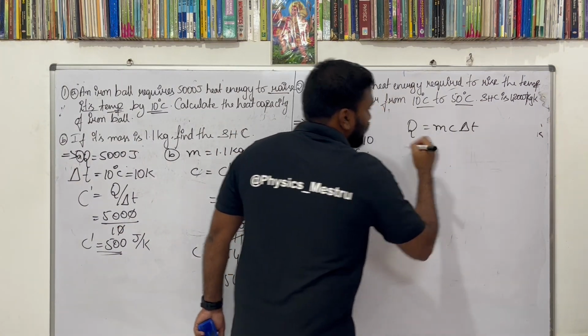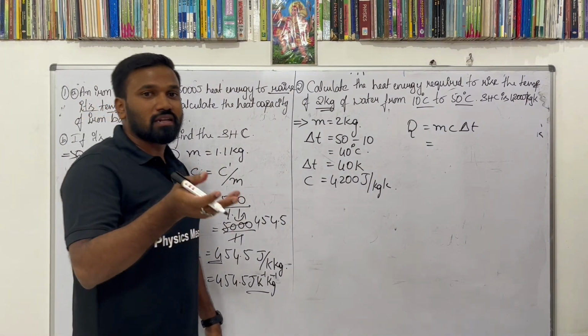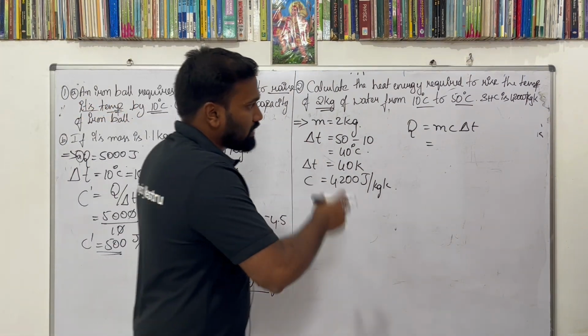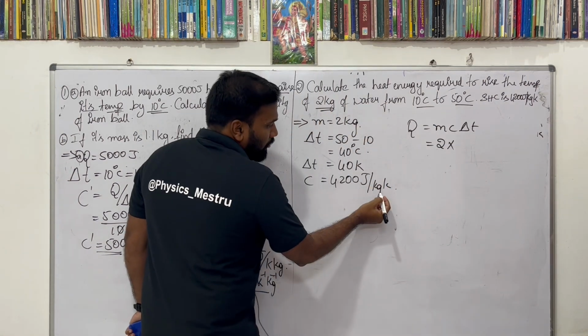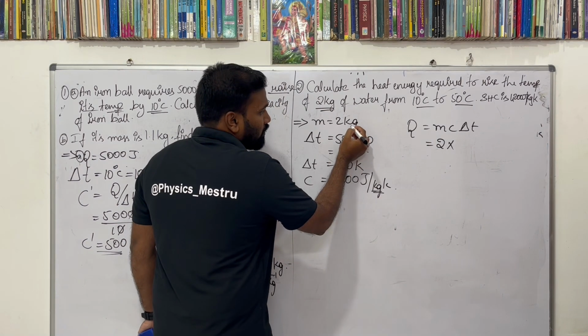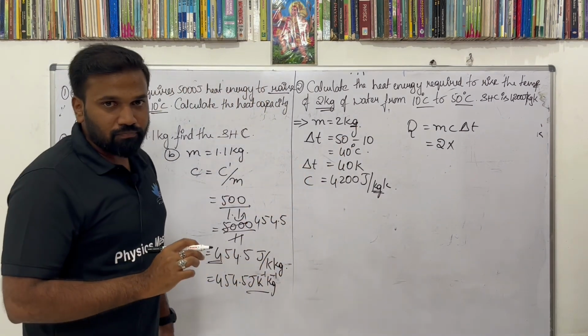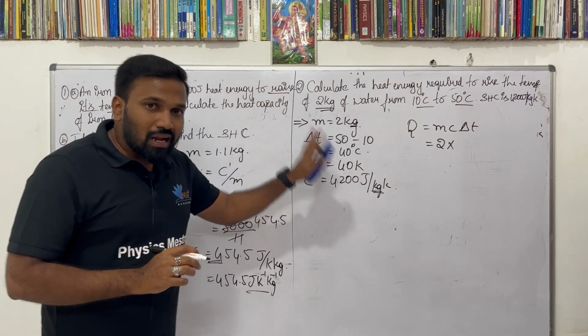From where did we get this formula? That is from the factors affecting the heat energy absorbed to raise the temperature. In that concept we got this formula. What is the mass? 2. Just look here, since it has been given in terms of kg, here also the mass has to be in terms of kg. If it has been given in terms of grams, the mass has to be in terms of grams only.